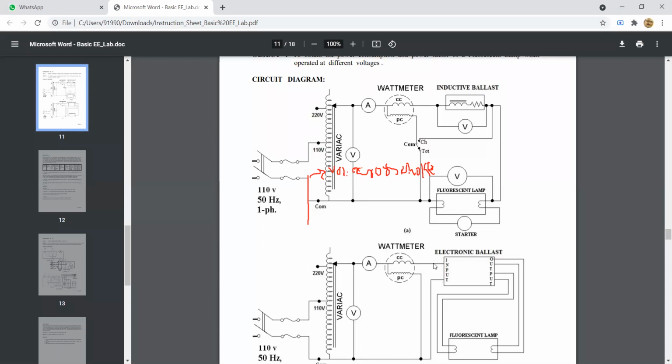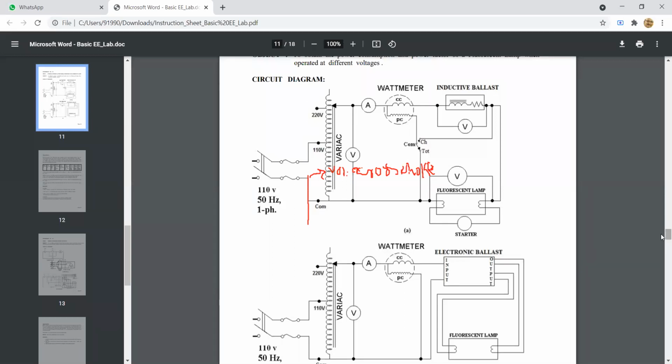The two line terminals go into the ballast, and there are four outputs, and the four outputs go to the four terminals of the fluorescent lamp. The starter is inbuilt within the electronic ballast. With the electronic ballast, the power factor is very good, and it is lightweight, but it is costly.